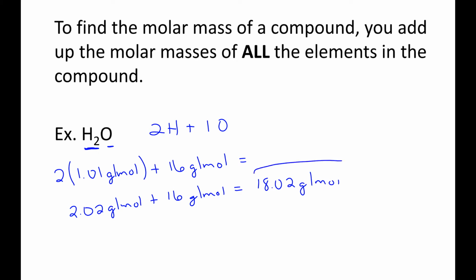If you have a calculator that uses parentheses, just put it in exactly as I've got it written here: 2, parenthesis, 1.01, end parenthesis, plus 16, and then hit equals or enter. And you will get 18.02 is the number, grams per mole. So that's the molar mass of water.